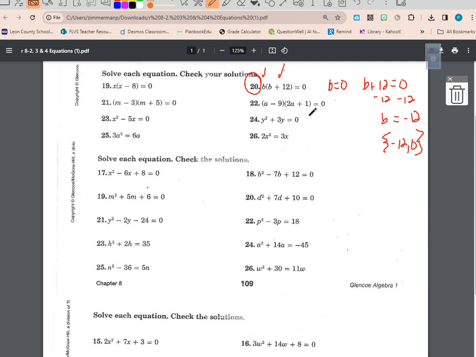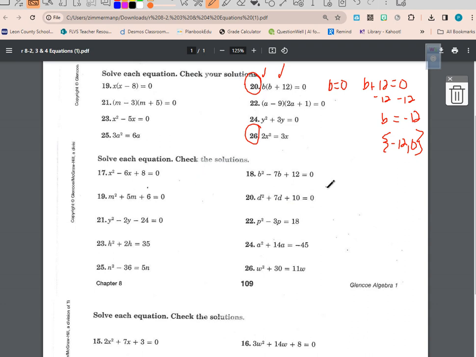So these first three are set equal to 0, and these two are both factored. This one is not factored, but it is set equal to 0. This one is not factored or set equal to 0. So how are we going to get number 26 equal to 0? Let's do 26.